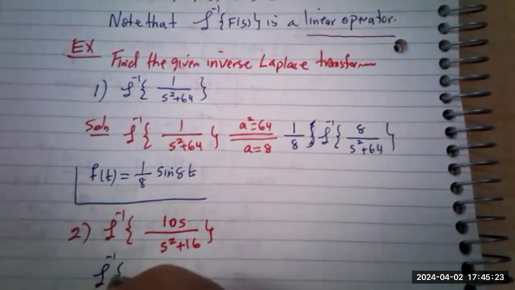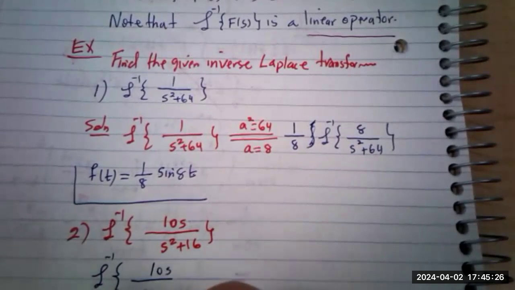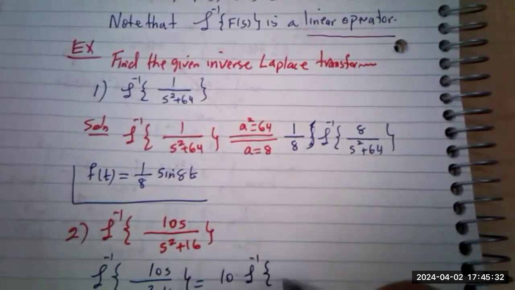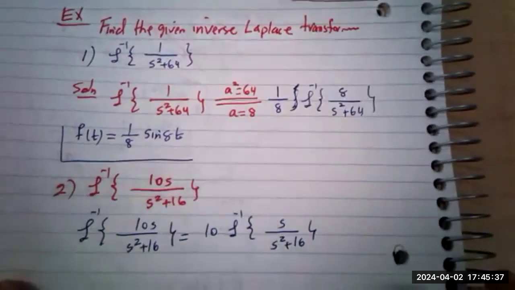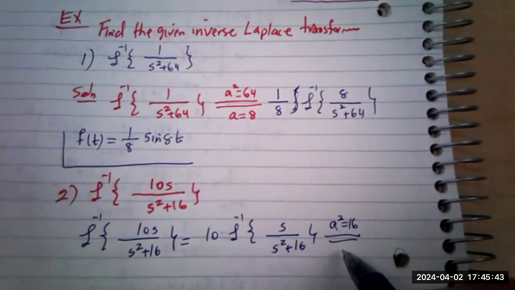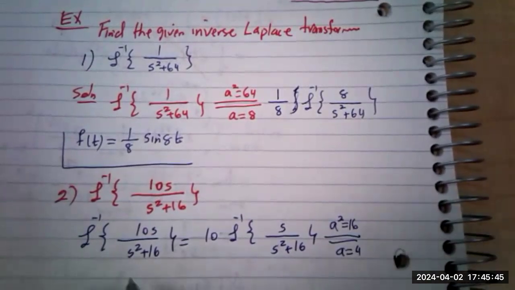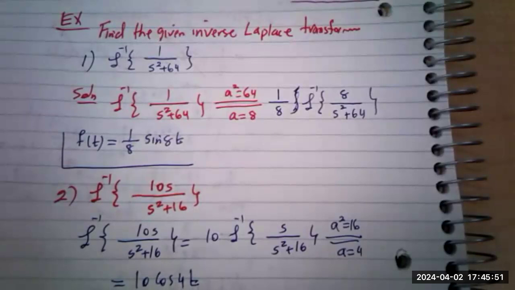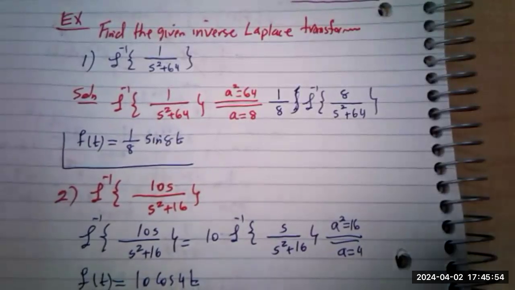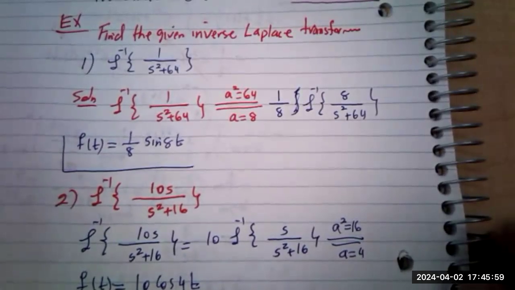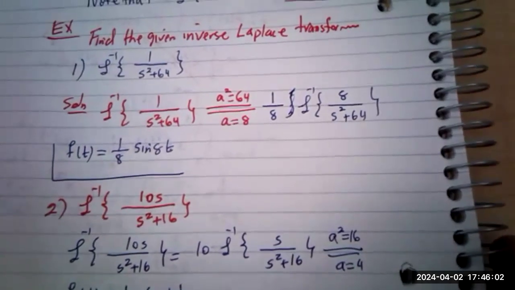So rewrite it, Laplace inverse of 10s over s squared plus 16. It's 10 times Laplace inverse of s over s squared plus 16. That's it. For the formula, a squared is 16, so a is 4. So this would be equal to 10 cosine of 4t. That's it. This is going to be f of t. Okay, getting the sine and the cosine. Any question? The fun part.